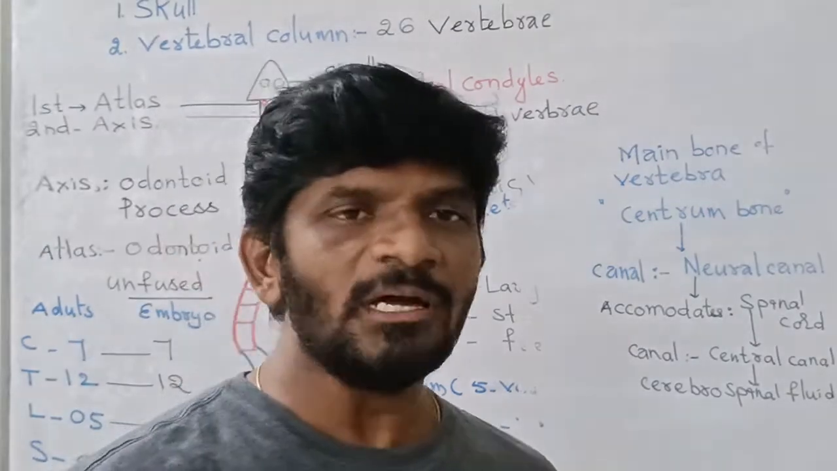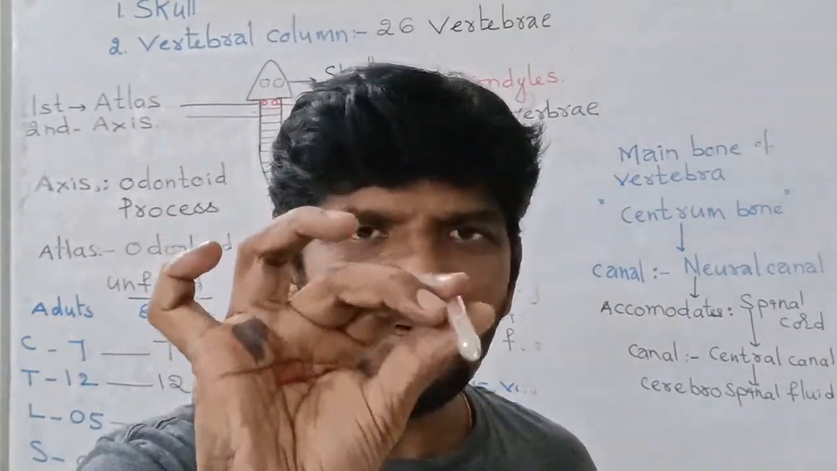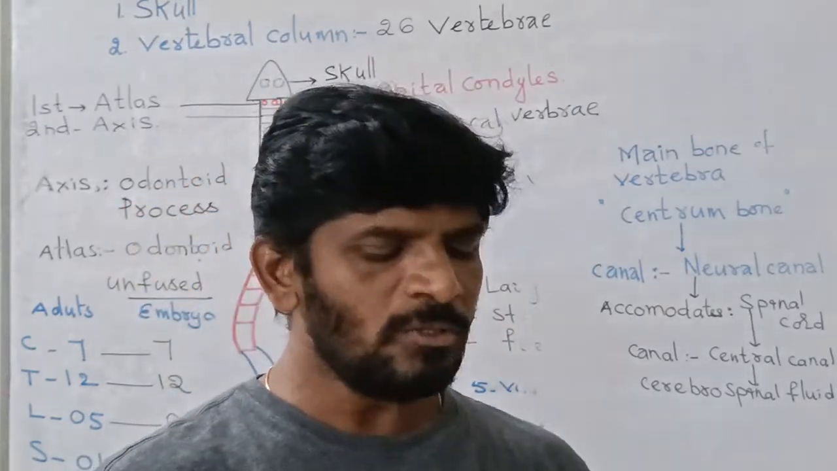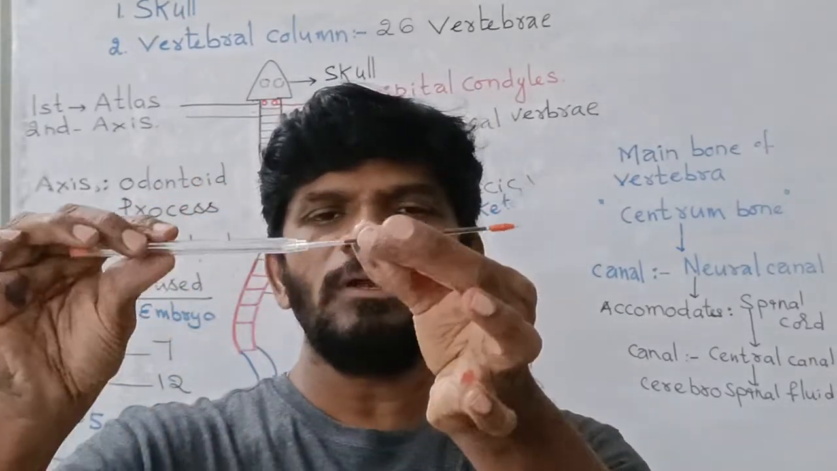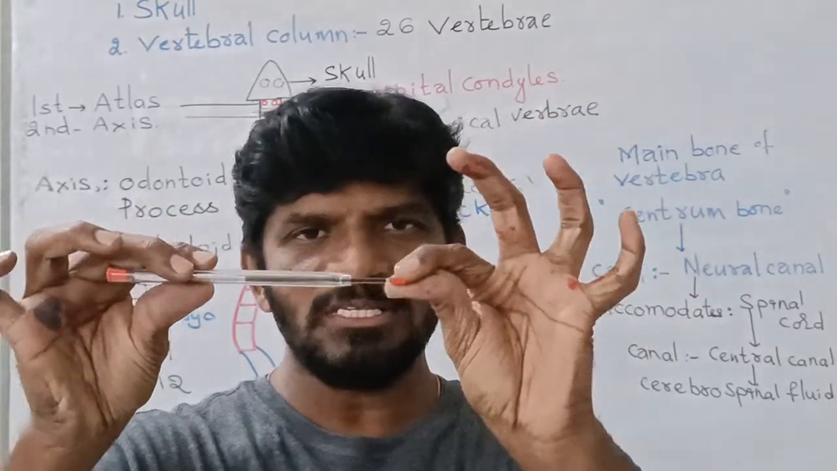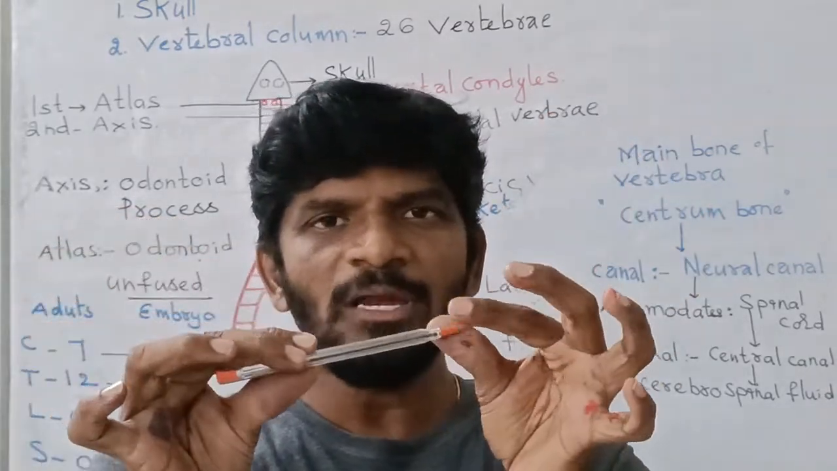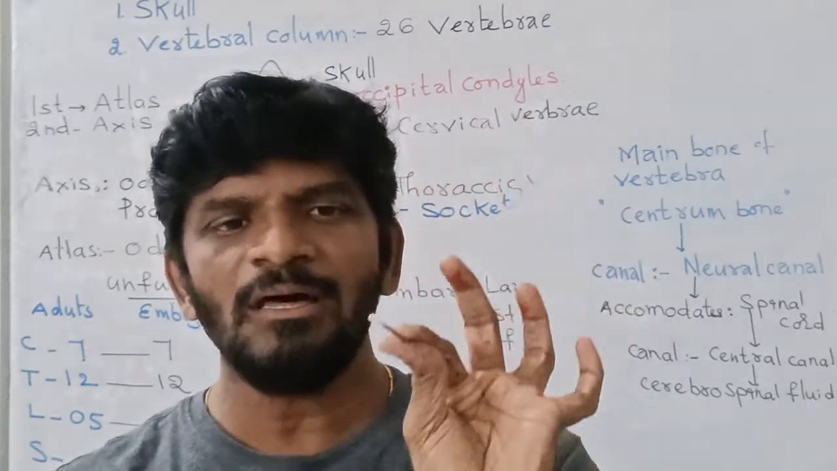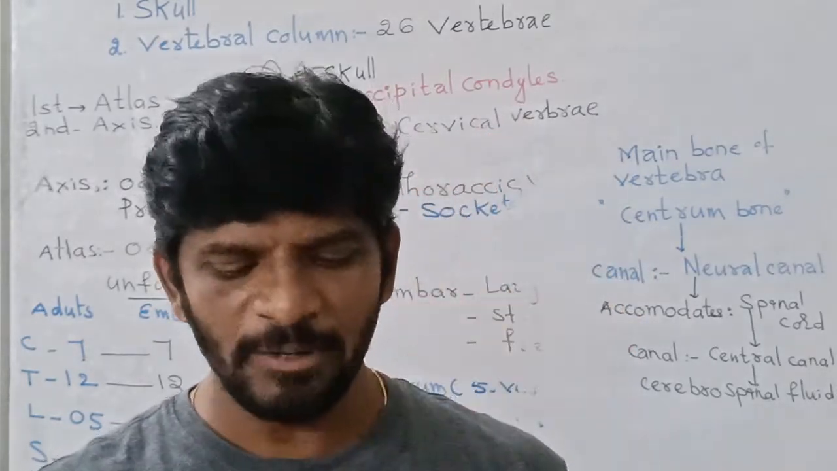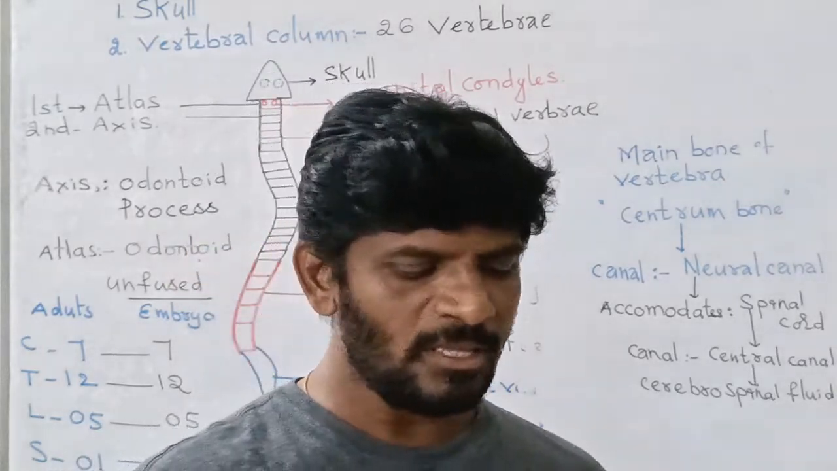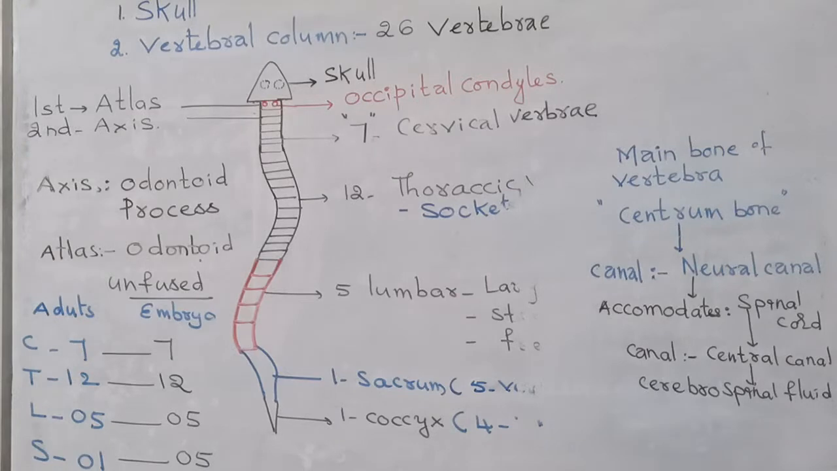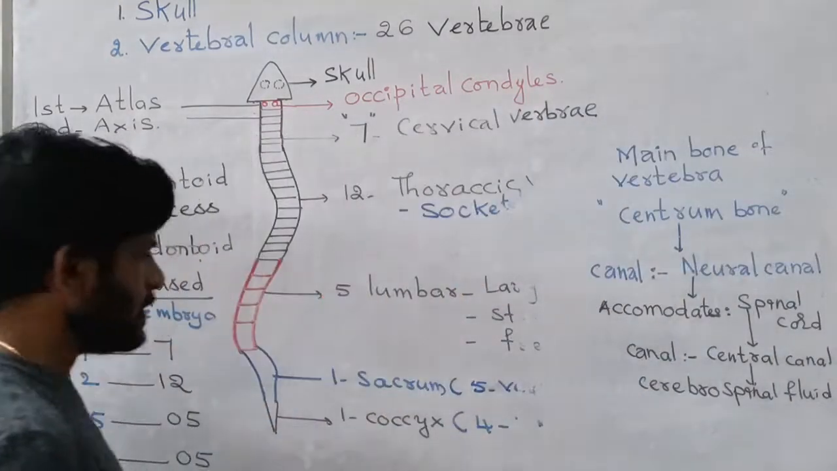Therefore, my conclusion is, the neural canal is the canal of the vertebral column. Through the neural canal, the spinal cord passes. But the spinal cord has a central canal. Through the central canal, cerebrospinal fluid passes. This is all about the relation between the vertebral column and the spinal cord.